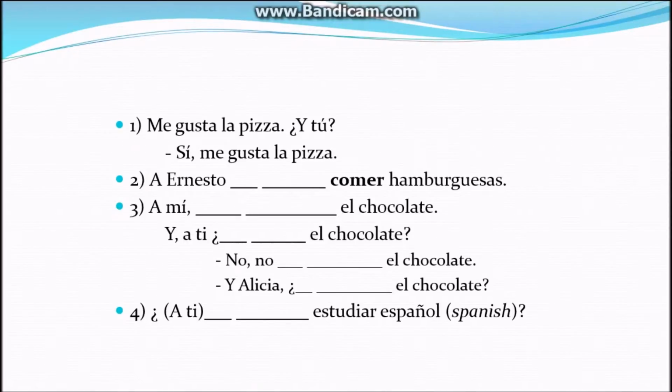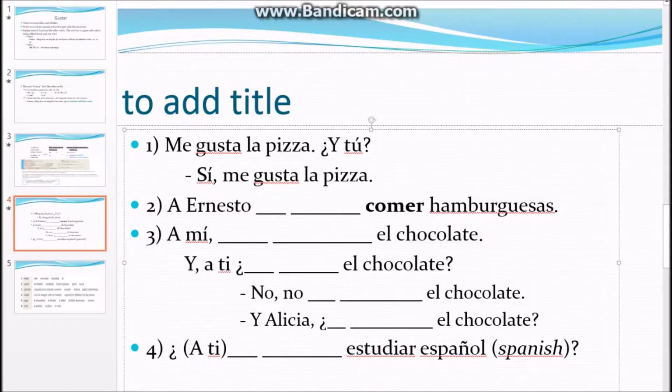So for example, let's look at these four. Number one, me gusta la pizza. ¿Y tú? Sí, me gusta la pizza. So what do we want to look for? Let's look at number one a little bit more closely. We're going to look at the what, ask that first, and then we're going to ask who. This is pleasing to whom. When we write it though, we always put the who before the what. So put the pronoun immediately before gusta.